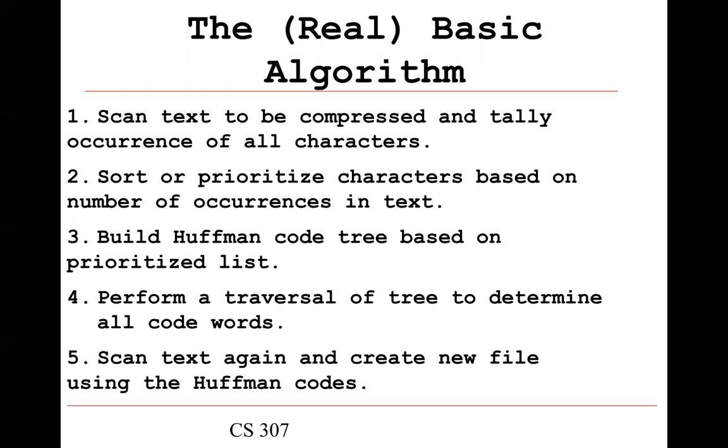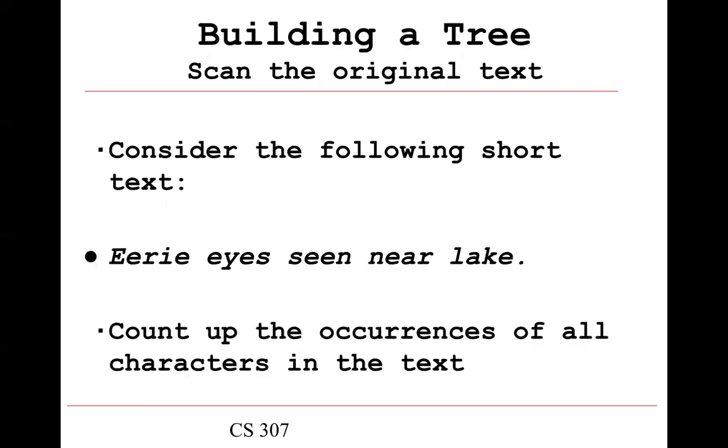Then we can put these nodes in a priority queue. Then we use this priority queue to build a Huffman tree. Then we can build an encoding table from this Huffman tree. Then we can write our encoded data to a separate file. So the most important thing is how to build a Huffman tree.